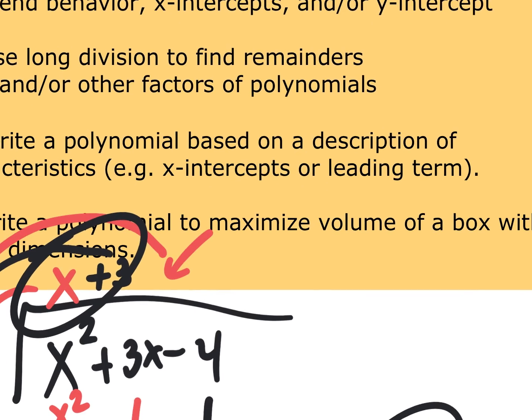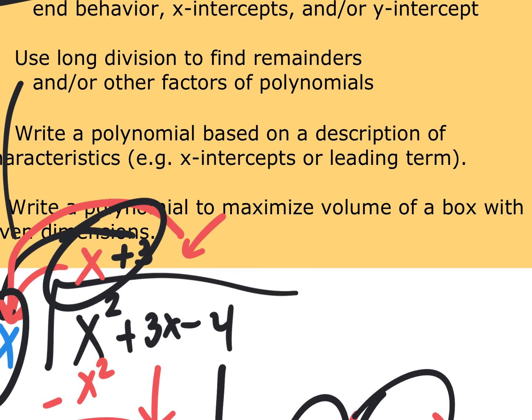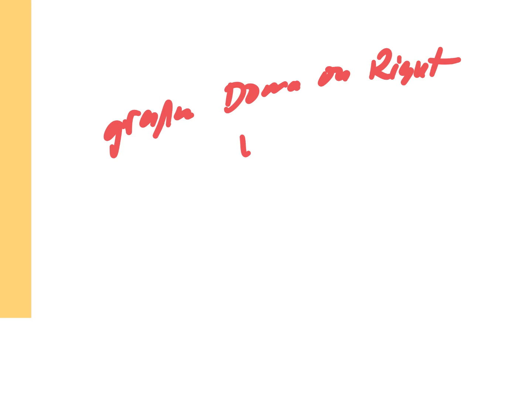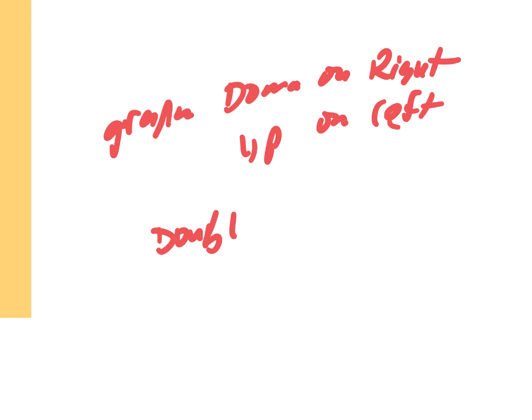All right, then write a polynomial based on a description of characteristics, like the x-intercepts or a leading term. So here's my description. This graph will be down on the right, up on the left, and have a double root at 8. What's your equation? There's more than one right answer.